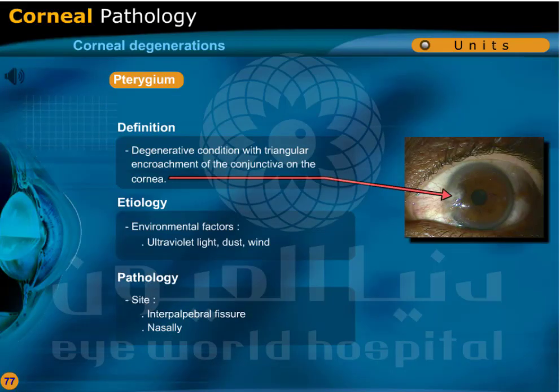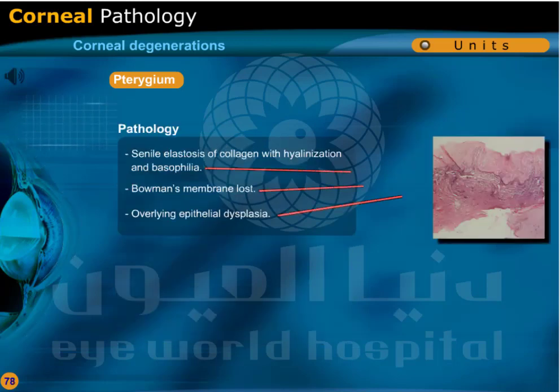Pterygium. This is a degenerative condition with triangular encroachment of the conjunctiva on the cornea. It is caused by environmental factors like ultraviolet light, dust, and wind. Pterygium occurs in the interpalpebral fissure nasally. There is senile elastosis of collagen with hyalinization and basophilia, loss of Bowman's membrane, and overlying epithelial dysplasia.